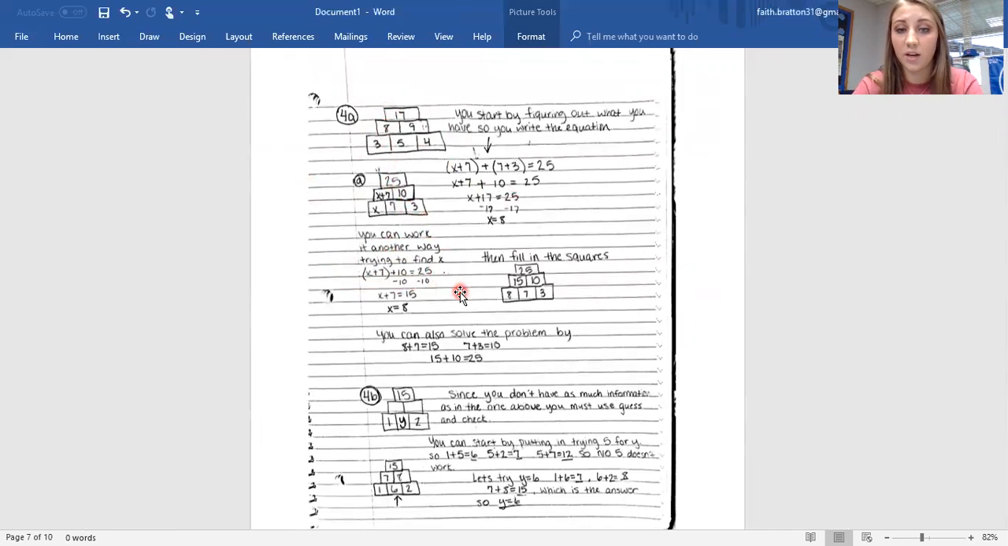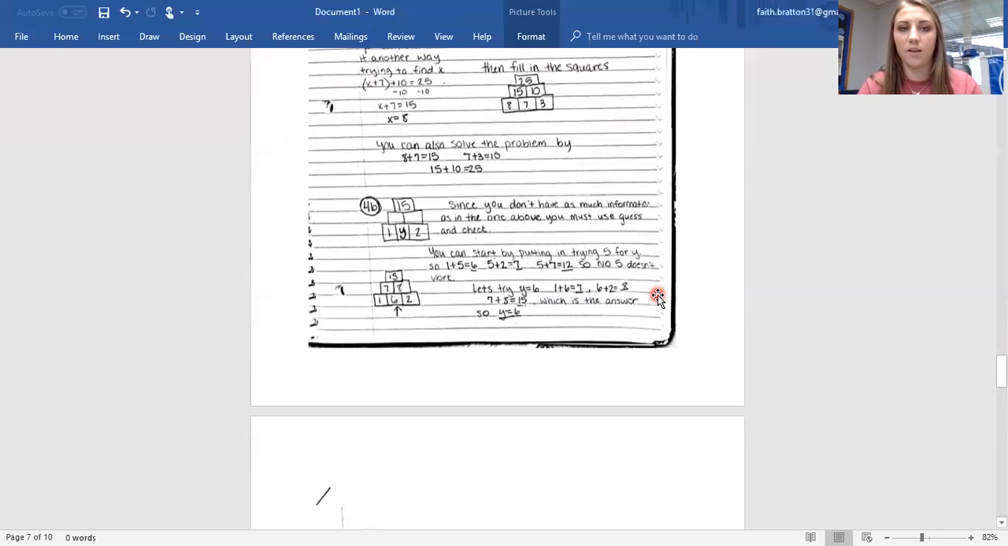Then you fill in the squares. Since you know that it came out to 15 right here, that's what 15 must be there. But there's also another way. You can also solve the problem by adding the 2 on the bottom, the left and the middle, 8 plus 7, which equals 15, which is the bottom one above it. 7 plus 3 equals 10. 15 plus 10 equals 25. That's another way you can work it.